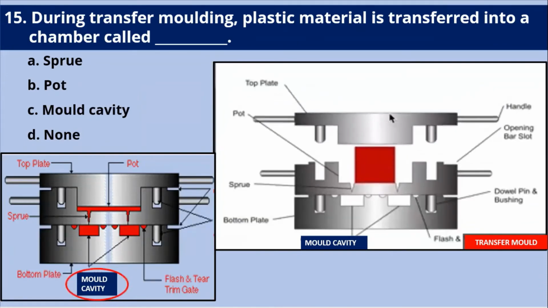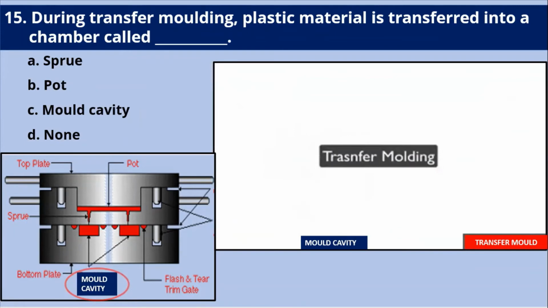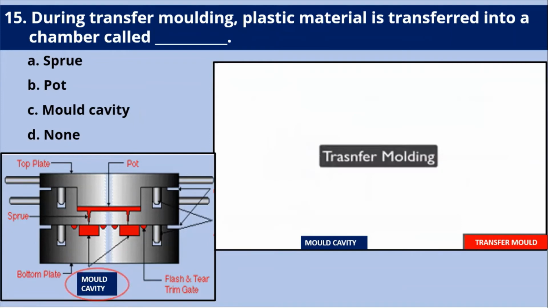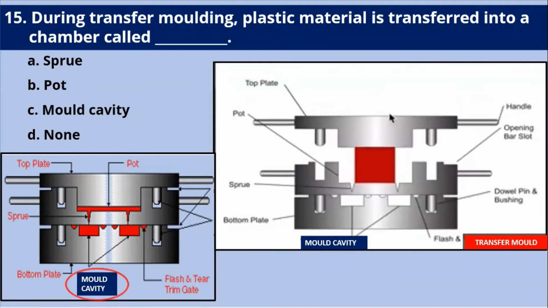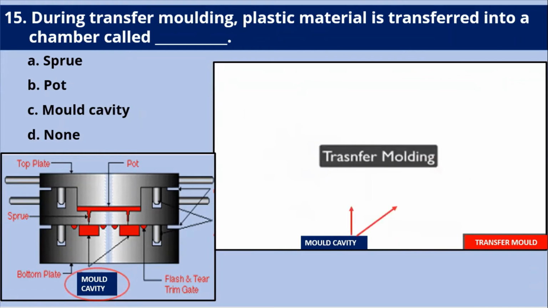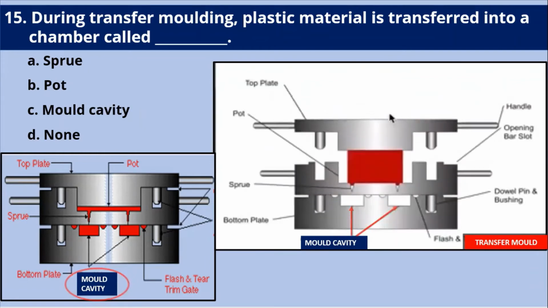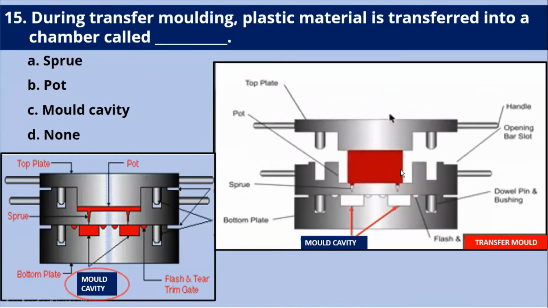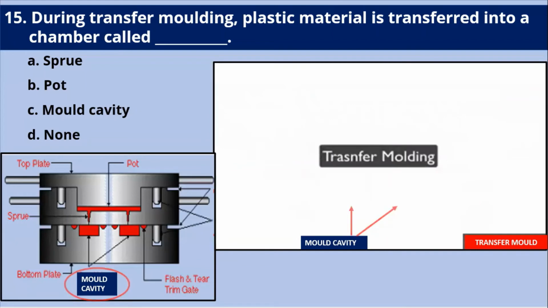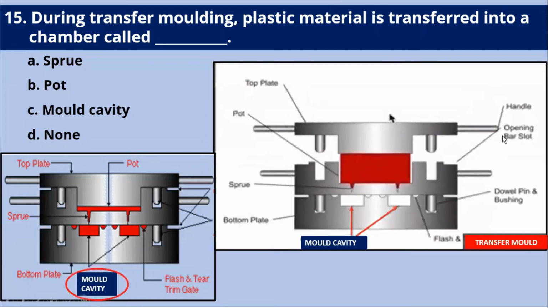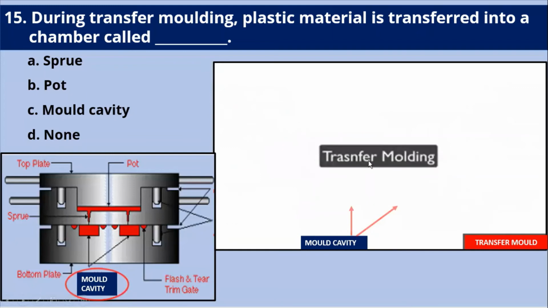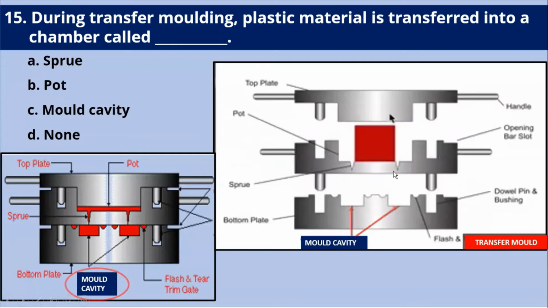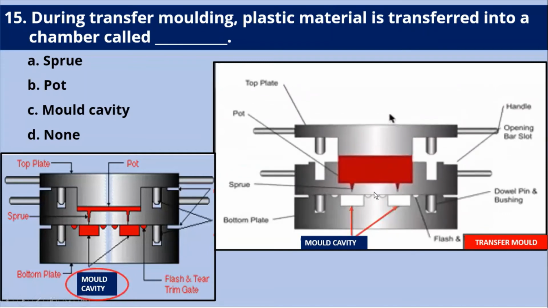Next question. During transfer molding, plastic material is transferred into the chamber called. In transfer molding, the plastic material is preheated and loaded in a hollow chamber called a pot. The material is then forced, or I can say transferred, into the preheated mold cavity by a hydraulic plunger through a channel called a sprue.